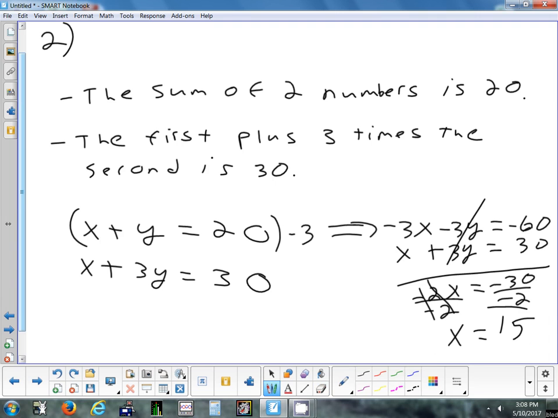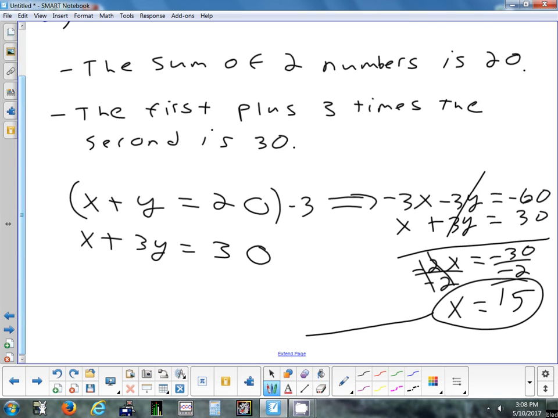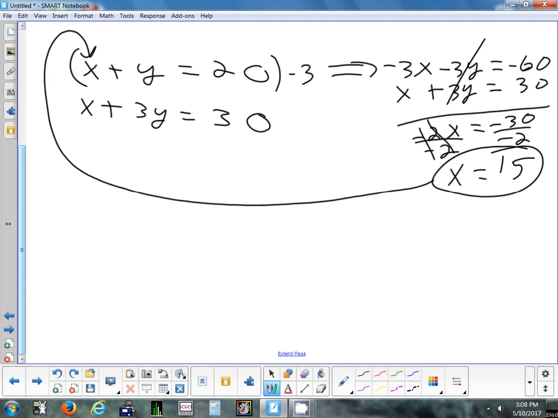So what would my first number be? 15. So the first number is 15. How would you get the second number? Plug it in. Yeah, I would plug it into the one that's easier, the top one. 15 plus y equals 20. So what's y? 5. I said a wrong number. I'm so stupid. There's your 2 numbers.